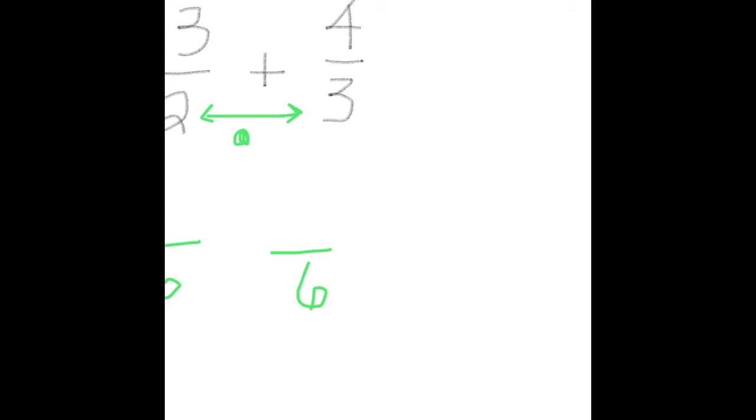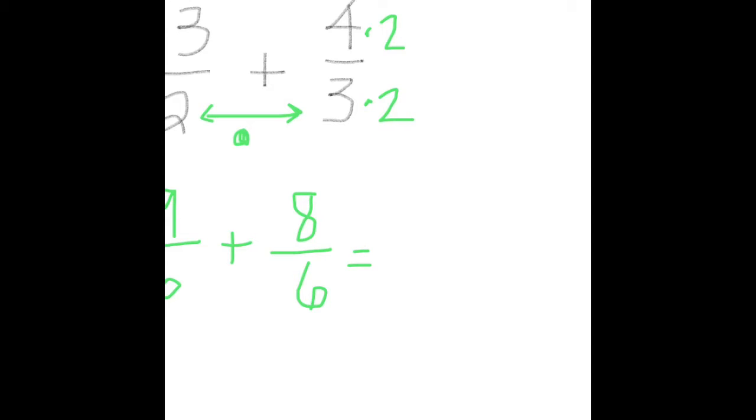I multiplied this first fraction by 3. So whatever I multiply the bottom number by, I have to multiply the top number by. 3 times 3 is 9. I multiplied this second fraction by 2. 3 times 2 equals 6. Whatever I multiply the bottom number by, I must do to the top. 4 times 2 is 8.